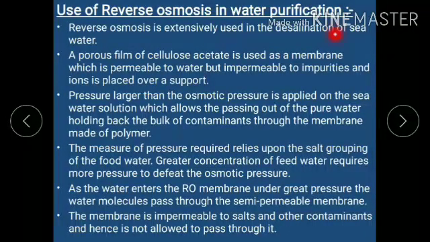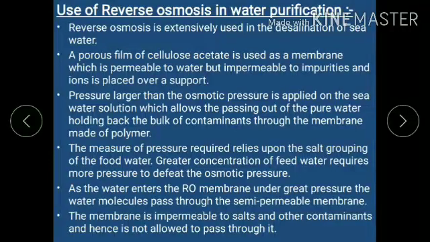In the distillation of seawater, a porous film of cellulose acetate is used as a membrane which is permeable to water. If you want to ask me, sir, what is a semi-permeable membrane? It is a membrane whose pore size is not greater than 100 nanometers. The pore size is not too large and not too small. That is called the semi-permeable membrane. A permeable membrane has the largest pore size, and a non-permeable membrane has a very small pore size, but the semi-permeable membrane has a medium pore size.